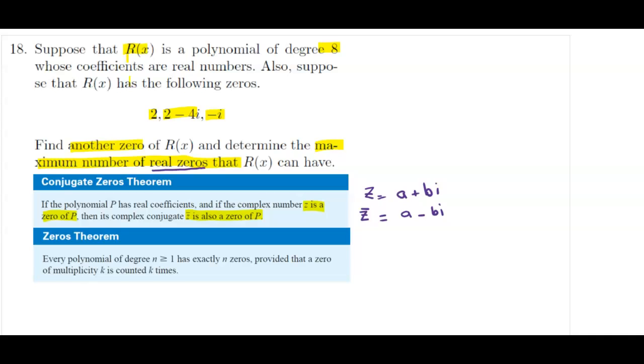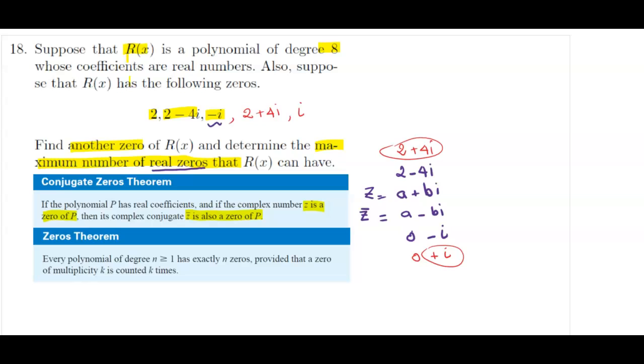So for our case, the first one is 2 minus 4i. The conjugate of 2 minus 4i will be 2 plus 4i. And the second one, minus i, is nothing other than 0 minus i. If I do the conjugate, this would be 0, switch the minus into plus, and it's going to be i. So here you go, we got it. These are two other zeros that are possible, so I can add them up, 2 plus 4i and i.